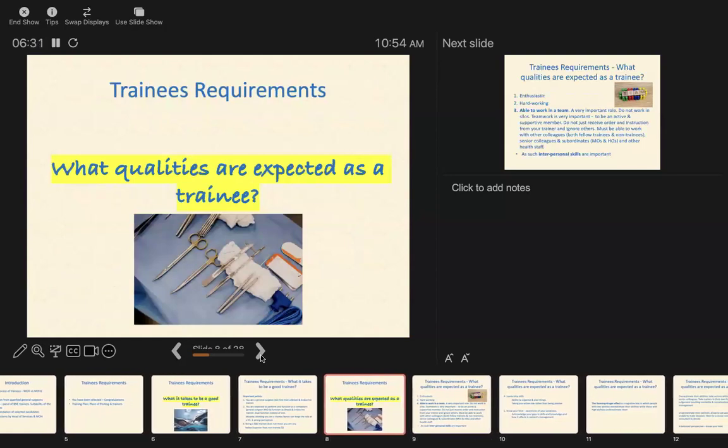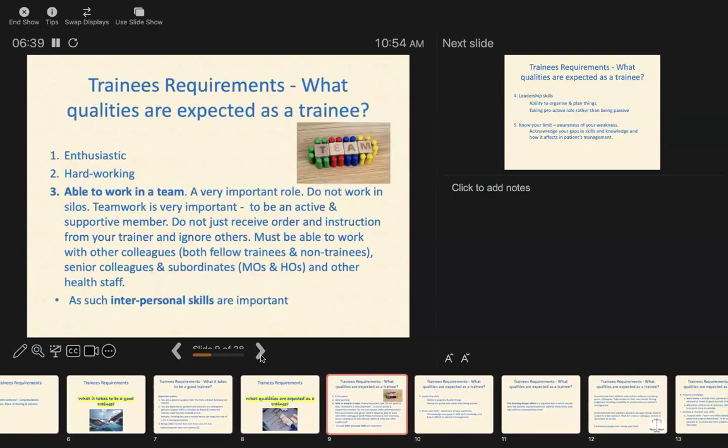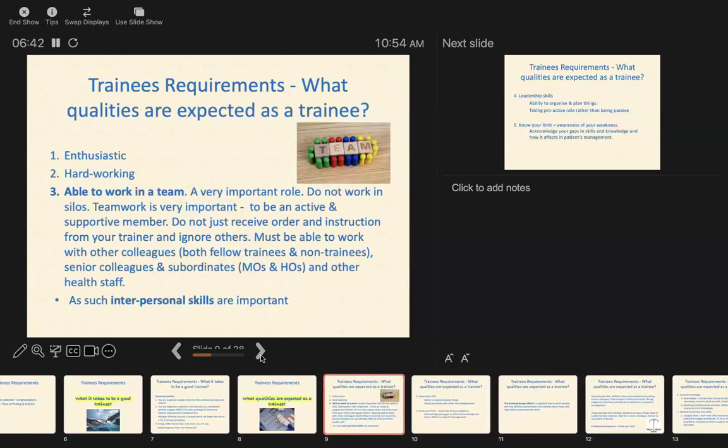So what are the qualities expected as a trainee? I think some will already be highlighted again by the previous presenters. Among the qualities that we look for is enthusiasm. We don't want a trainee who is weak, lazy, half-hearted. You must show your passion, your interest. You really want to be a sub, be it in breast endocrine or in breast surgery itself. And of course, the next criterion is hardworking. Attitude and character is one thing, but hardworking is of course the number one aspect that we want to look into. And the third criterion is being able to work in a team.